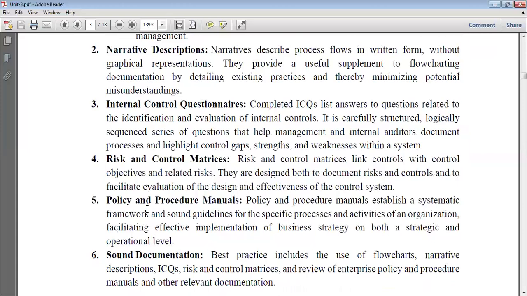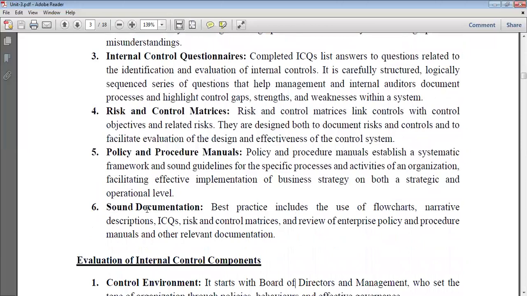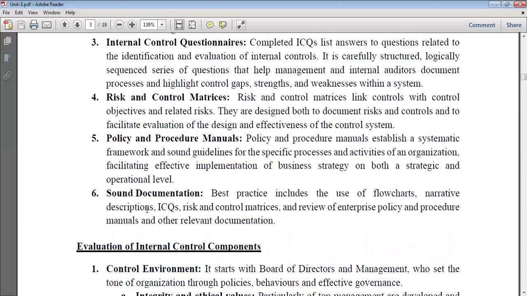And the fifth one, policy and procedure manual. In some organizations, clear guidelines are given to the business people making business strategy, at the operation level, organization level as well as systematic level. It will be helpful for whatever guidelines are majorly to be followed. And finally, sound documentation: a best practice includes the flowchart, narrative, descriptive, ICQ, and risk control matrix.